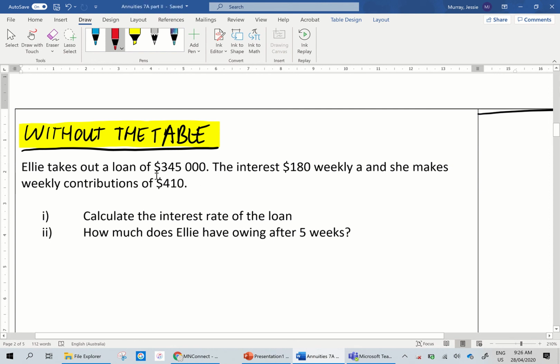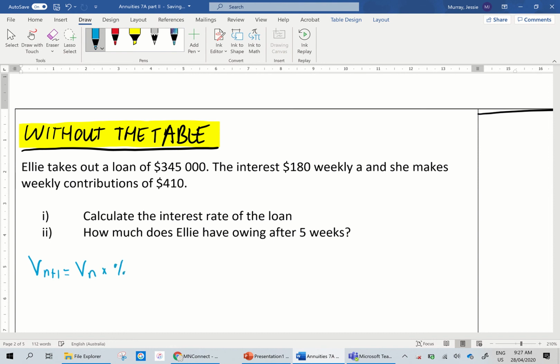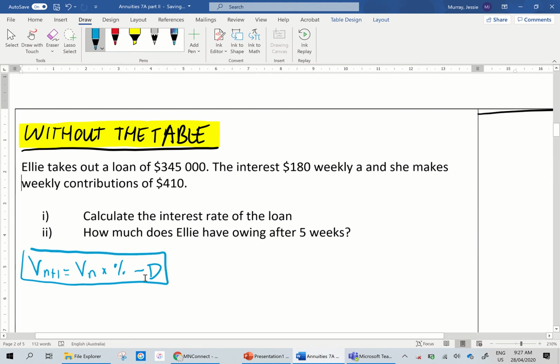So we've got Ellie, she takes out a loan. Okay, so straight away you're thinking in your head, loan. I know the formula for the loan is going to be my V_{n+1} equals V_n, timesing by that rate there, then subtract the down payment. Okay, so that's my minus formula. Okay, it doesn't give me an interest rate this time. It says the interest is $180 per week. And take that out. And she makes weekly contributions of $410.